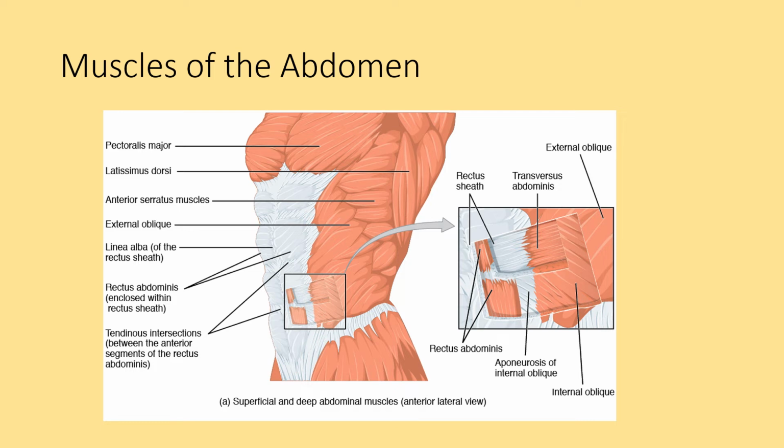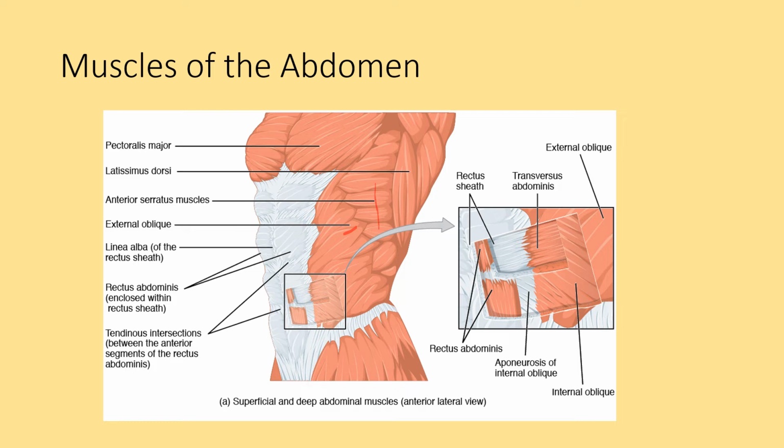So what's on the outermost layer, and then as you move in the upper abdomen and thoracic area, you have the pectoralis major, along the back the latissimus dorsi. You have the serratus muscles. These are the muscles that look like right over here, almost like feathers. Then the external obliques.